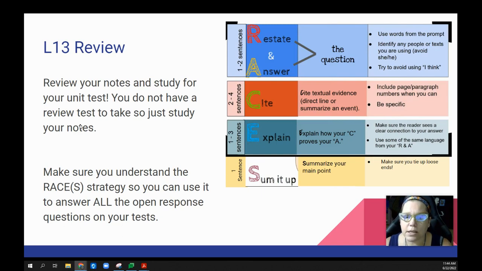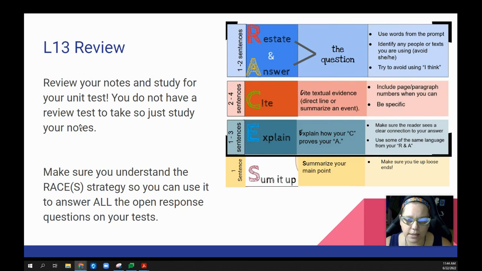So anytime that you have to type in an answer, you should be using the RACES strategy and writing a full paragraph. And that's just standard for pretty much any class from this point on all the way through high school and into college. When you have an open response question, your instructor is going to expect you to answer with more than one or two sentences.